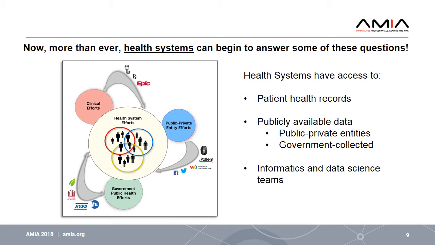So it is our feeling that now, more than ever, health systems are uniquely poised to begin to answer some of these questions. Why? Because health systems have access to patient health records, publicly available data such as public-private entities and government collected. They have access to informatics and data science teams, and they're generally located at the center of all these different elements.